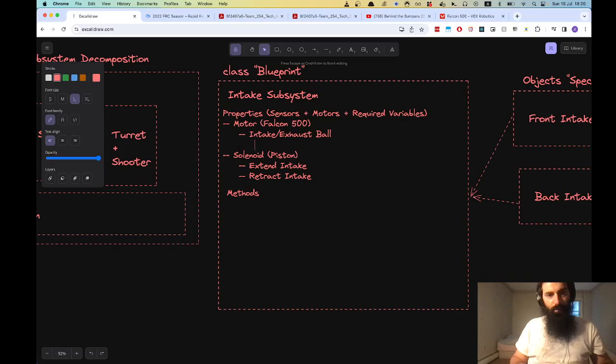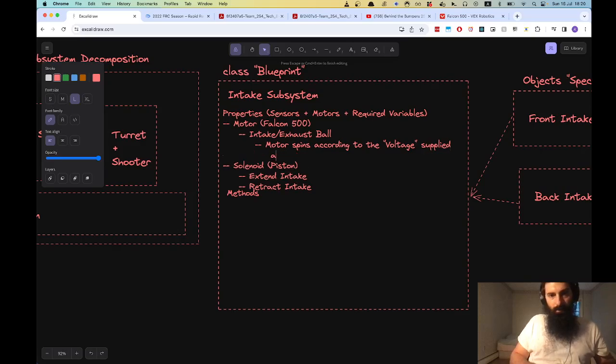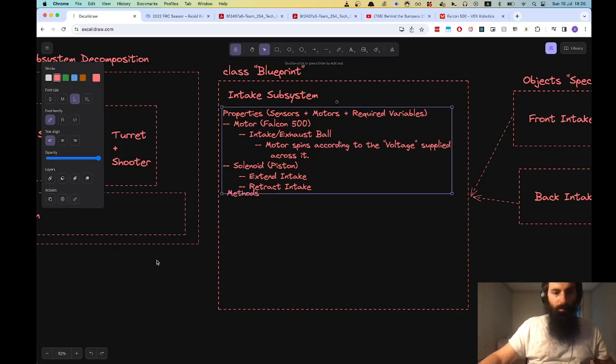And so the first question that you can ask is, how do I actually make the motor spin? From a high level, the motor spins according to the voltage supplied across it. So what does that mean?